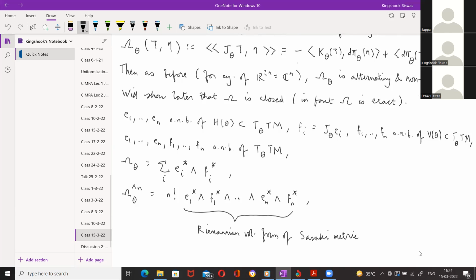Okay, so if I look at the tangent bundle as a Riemannian manifold with the Sasaki metric, then it has a Riemannian volume form, and the symplectic form to the power n is just n factorial times the volume form, and the symplectic form to the power n is invariant under the geodesic flow. So this tells you that the geodesic flow preserves the Sasaki volume in the tangent bundle.